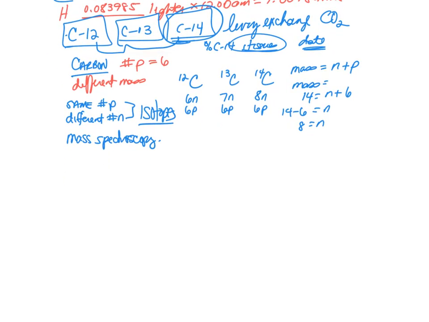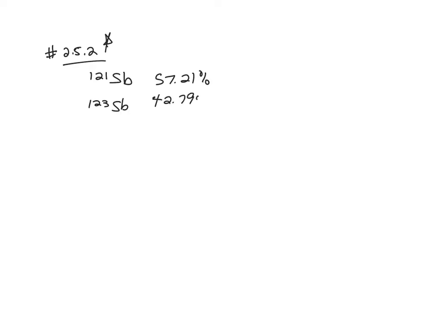Let's work a problem in your checkpoint. Problem number 2.52 is something you could probably see on your exam, so I will star that. The two naturally occurring isotopes of antimony: 121, and it gives you the percent, 57.21%. And you also have 123 antimony, Sb, 42.79%. And they have masses. So this is your percent abundance.